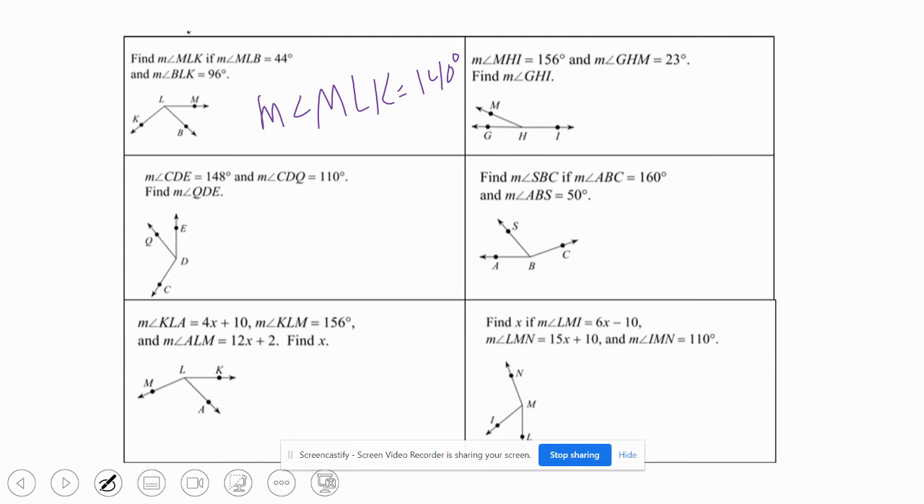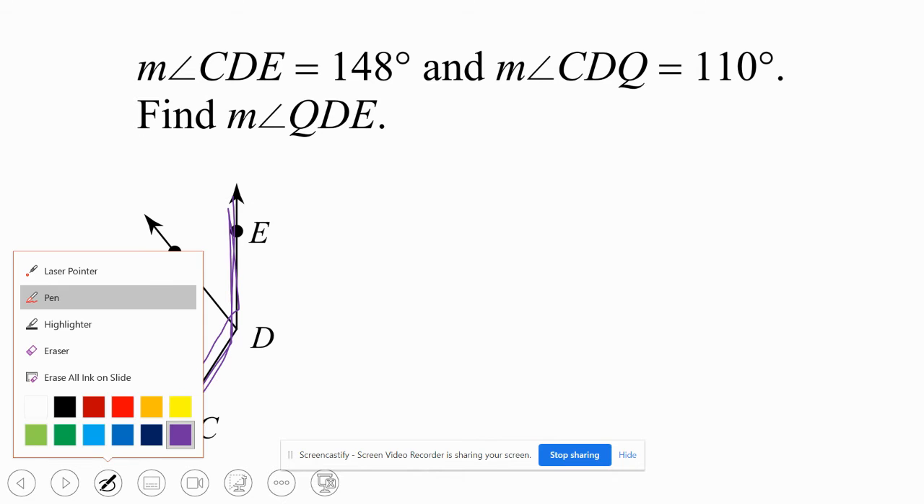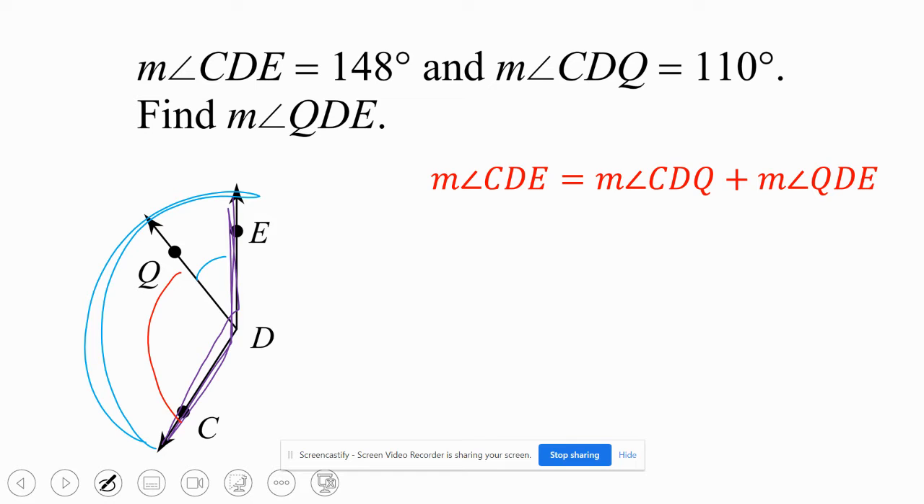So pause the video and do number 2. The setup should be very similar. I'm going to go ahead to the next one. Here, same idea. CDE, the whole angle, equals the sum of the smaller 2. This one plus this one. Right? So the measure of angle CDE, the entire thing, which this time they said CDE was 148. So the whole thing is 148.